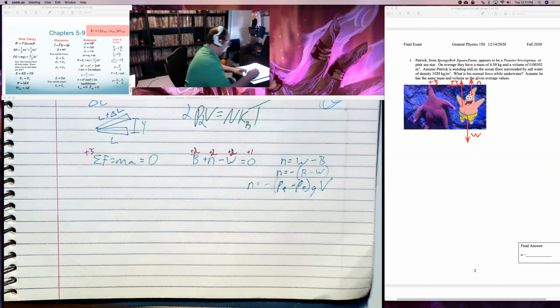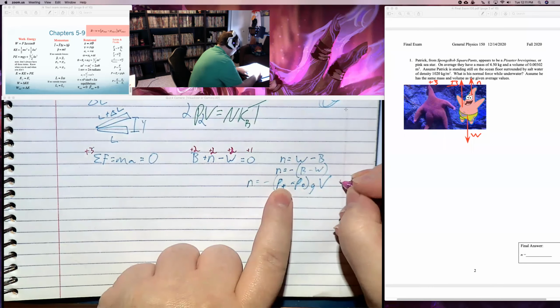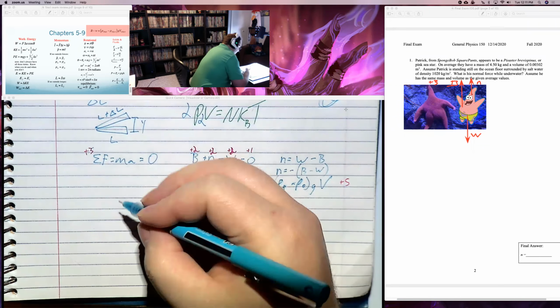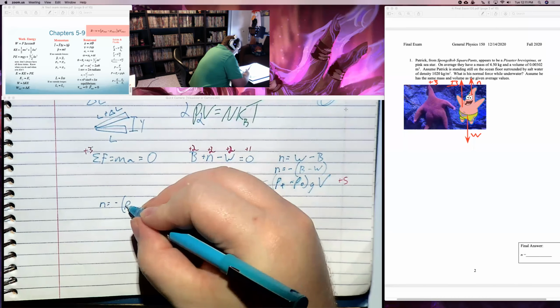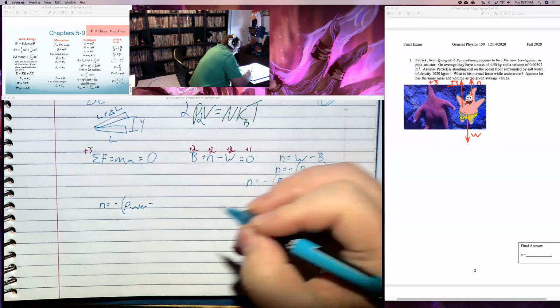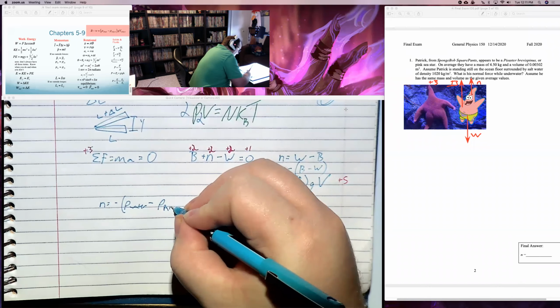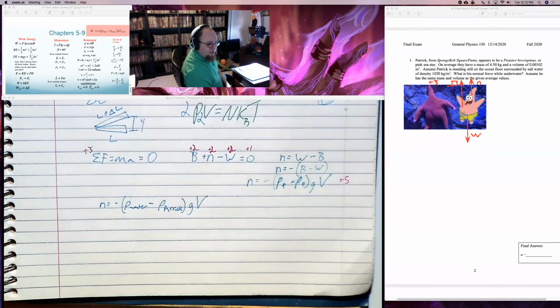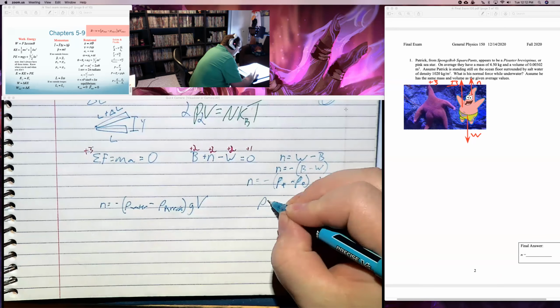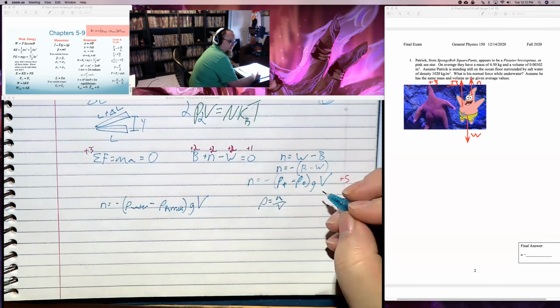5 points for that equation. Now in this, and I'm going to go back to the center, rho fluid, that's the water. And the object is this Patrick. Now, if I look at my knowns, I don't know Patrick's density, but I do give his mass and volume. Keep in mind that density is mass over volume.